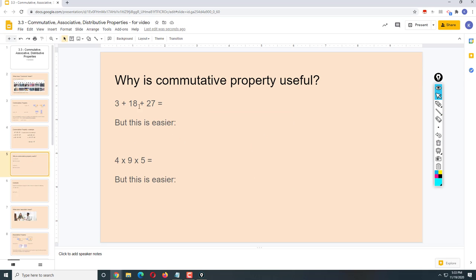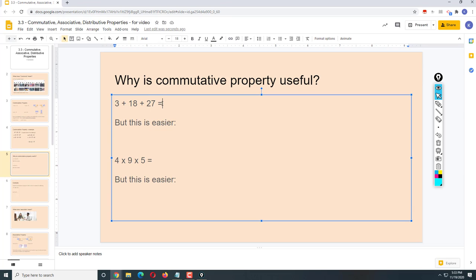So why is it useful? Well, 3 plus 18 plus 27, technically we go left to right. 18 plus 3 is 21, plus 27, which gets us 48. But it's easier if we can move it around. Instead of doing 3 plus 18 plus 27, let's do 3 plus 27 plus 18. 27 plus 3 is 30. That's easier. Same with multiplication.